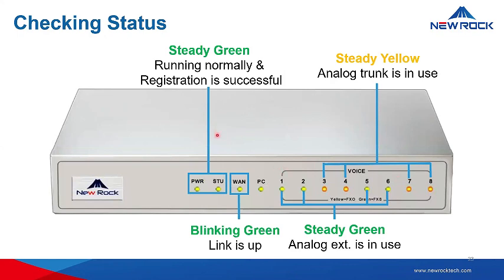Once it's running normally and registration is successful, both the power and SIP LEDs turn steady green. If the link is up, it's blinking green. Again, for an analog extension, steady green means the analog extension is in use. And if an analog trunk is in use, it's steady yellow.